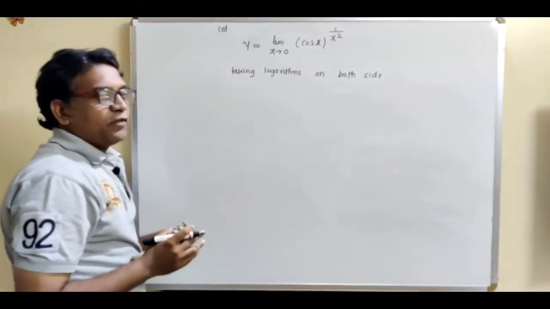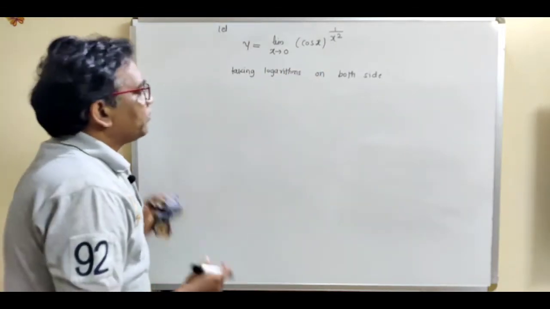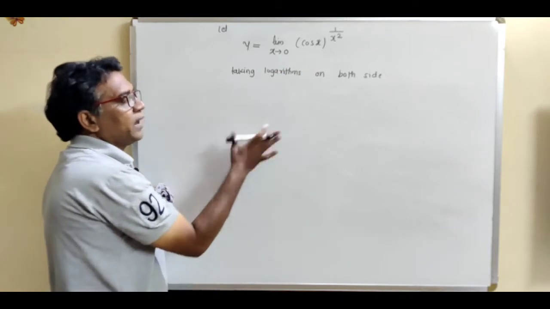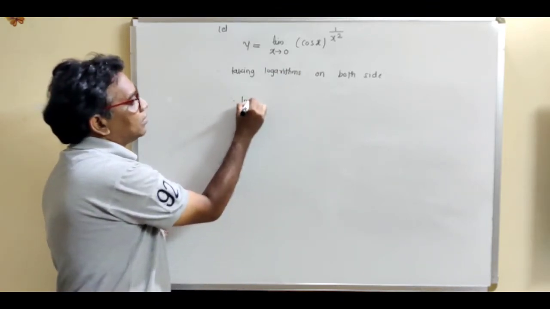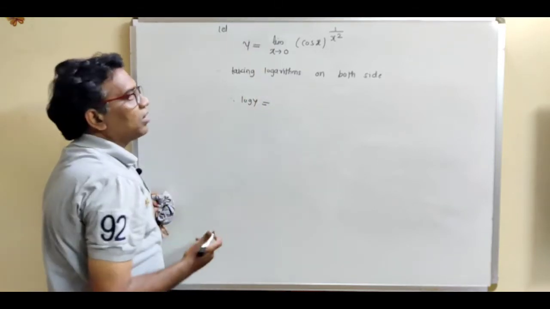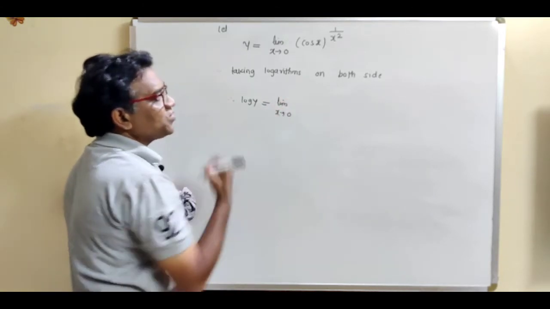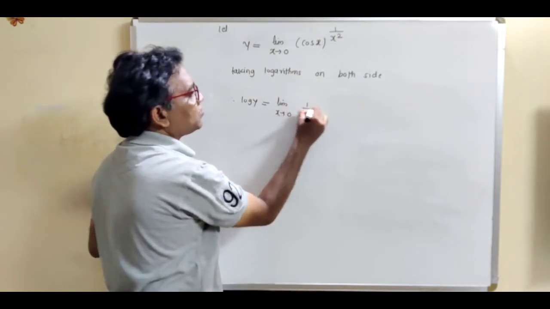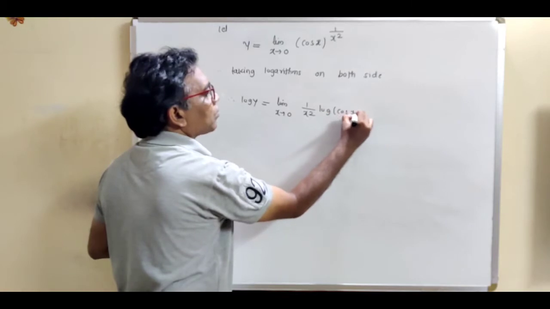If the limit form contains a function raised to another function, then first of all denote the given limit by y, and the next step is taking logarithms on both sides. So log y is equal to, on the left-hand side log y, and on the right-hand side, the limit as x tends to 0 of 1 upon x square times log of cos x.